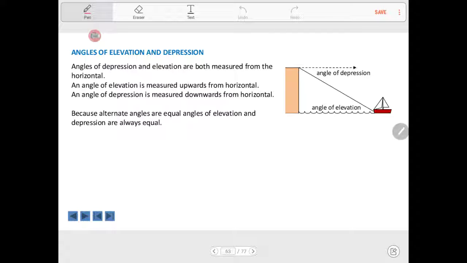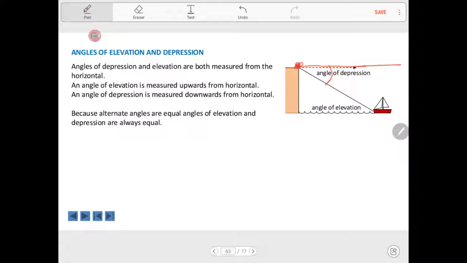So just a couple of notes about angles of depression and elevation. For starters, they're measured from the horizontal. So if someone was up at the top of a cliff looking down at a boat, if they were to look horizontally directly outward from the cliff, the angle they look down to the boat is the angle of depression.